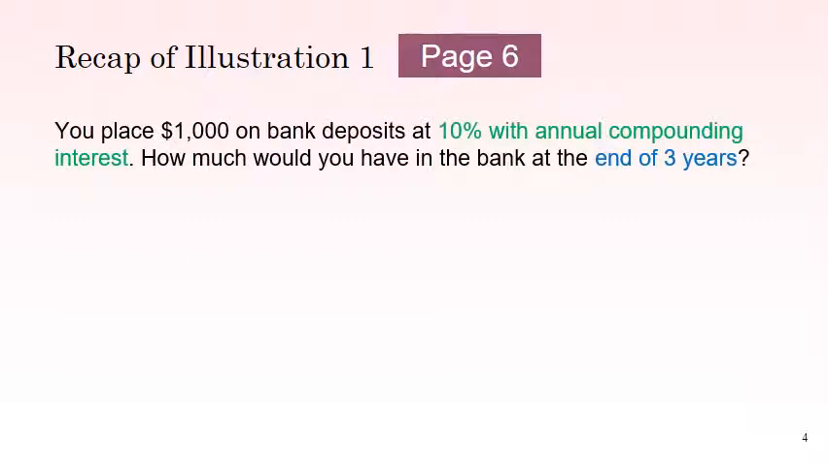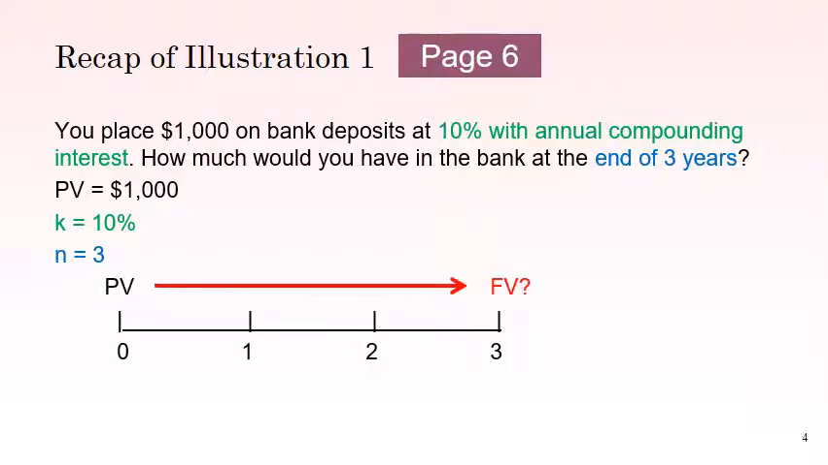Recap of illustration 1. You place $1,000 on bank deposit at 10% with annual compounding interest. How much would you have in the bank at the end of 3 years? So PV is 1,000, K is 10, N is 3. We are trying to find FV at the end of 3 years.